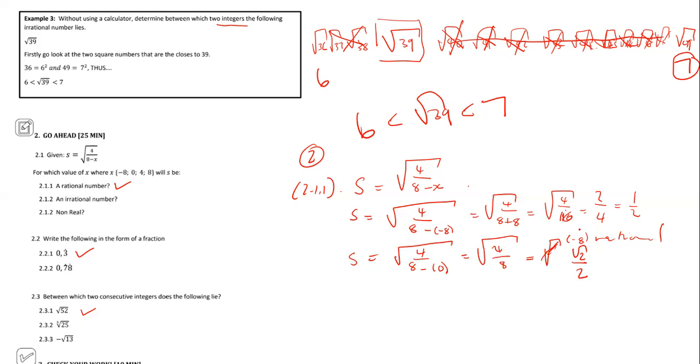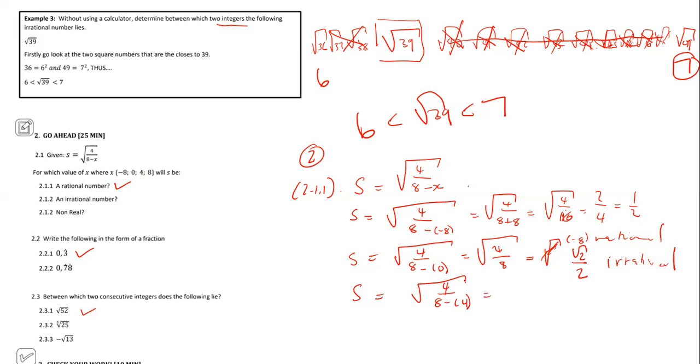So root 2 over 2, it is an irrational number, meaning when we substitute 0 over here, we get an irrational number. That's what we get. And then we repeat the same process once more, but now we're gonna substitute 4. So here we're gonna have 4 over 8, and then in the brackets, we substitute 4.